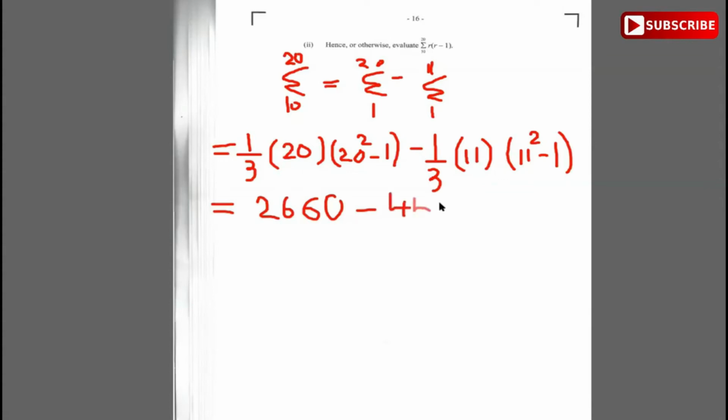And so you take the difference and that will be the final result. Nice and easy, soft. 2,660 minus 440, which is 2,220. Nice and easy, soft. And that's that. All right, lovely.